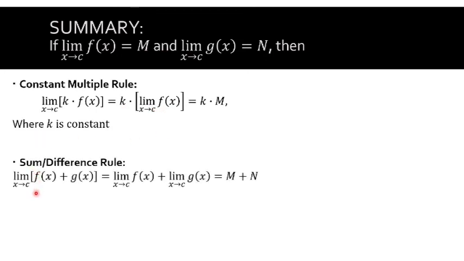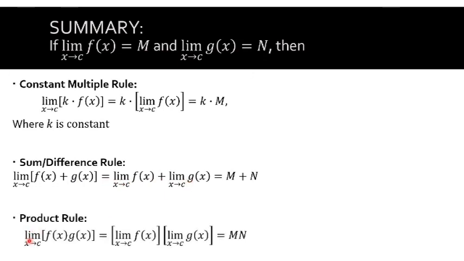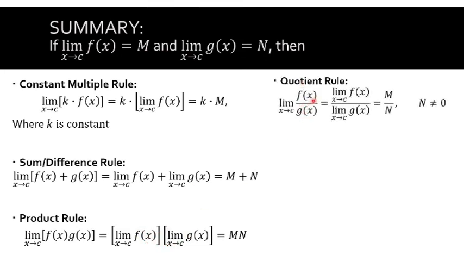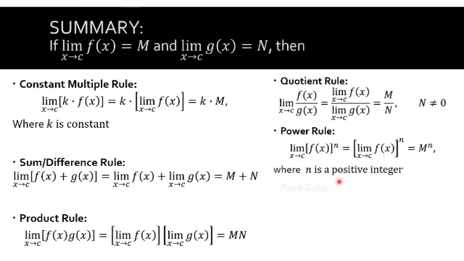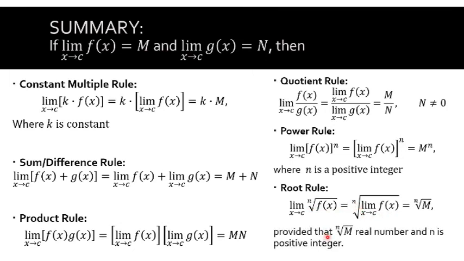Sum and difference rule. We have the limit of the sum or difference is equal to the sum or difference of the limits. Product rule. The limit of the product is equal to the product of the limits. Quotient rule. The limit of the quotient is equal to the quotient of the limits. Power rule. The limit of the power is equal to the power of the limits, where the power is a positive integer. Root rule. The limit of the nth root of the function is equal to the nth root of the limit of the function, provided that it is a real number and n is a positive integer.